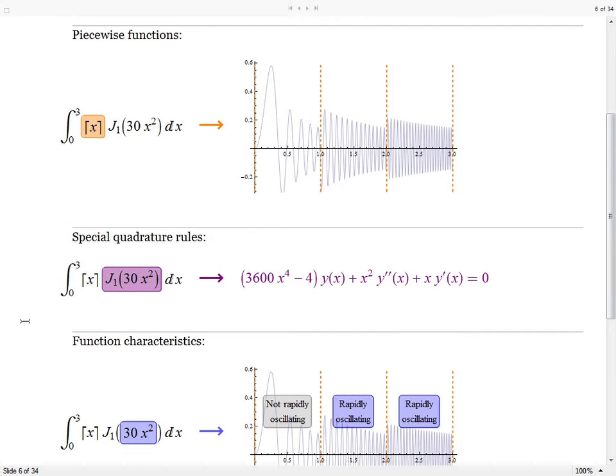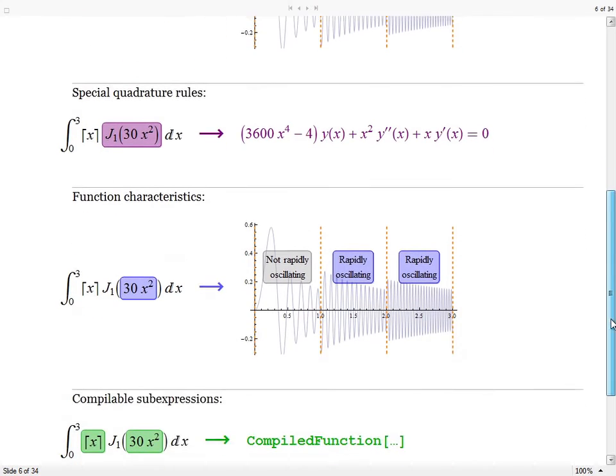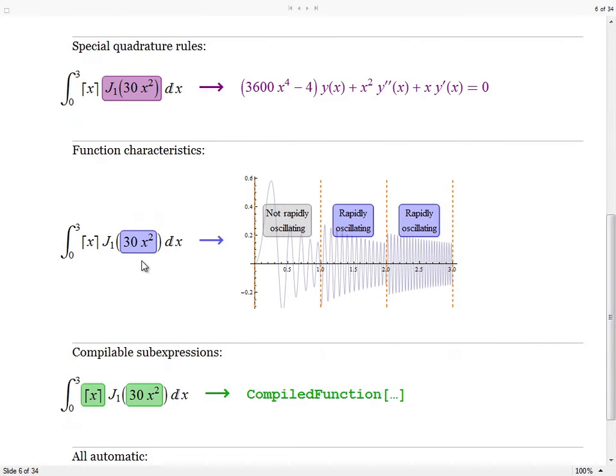Mathematica can deduce that Bessel J1 of 30x squared satisfies this differential equation, and from linear differential equations like this, it is possible to construct customized integration rules suitable for highly oscillatory functions. By inspecting the argument of the Bessel function, 30x squared, Mathematica infers that the specialized integration rule only needs to be used on the two rapidly oscillatory subregions of this problem, and not on the first subregion.